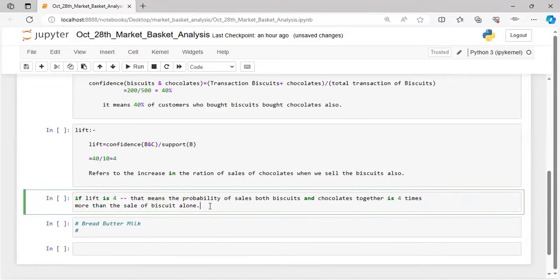Okay. So this kind of confidence we are finding: if a person is buying biscuits, what is the probability that he will buy chocolate also? If a person is buying pizza, what is the probability he will buy the cold drink also? So if the lift of this particular pair is 4, that means the probability of sales of both biscuit and chocolate together is 4 times more than the sale of biscuit alone.